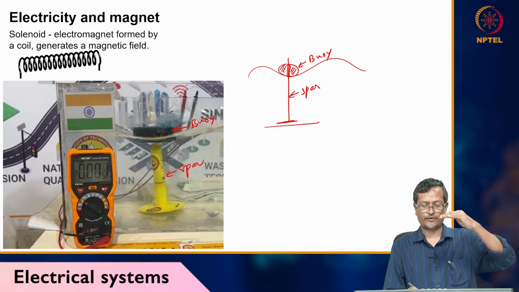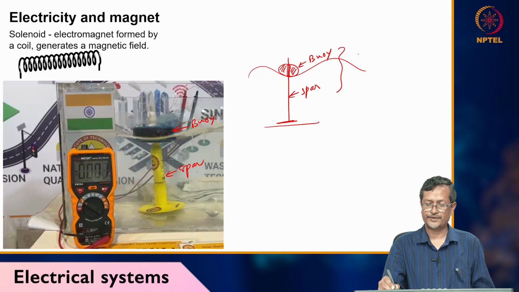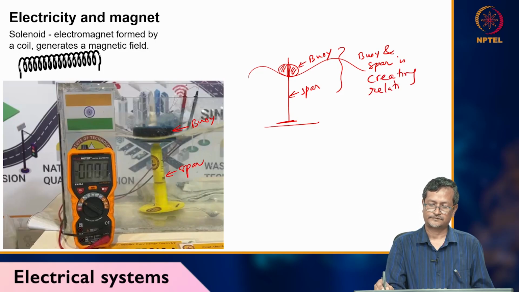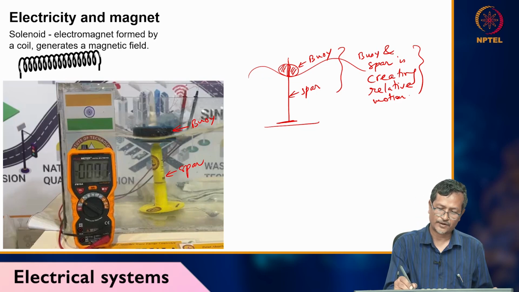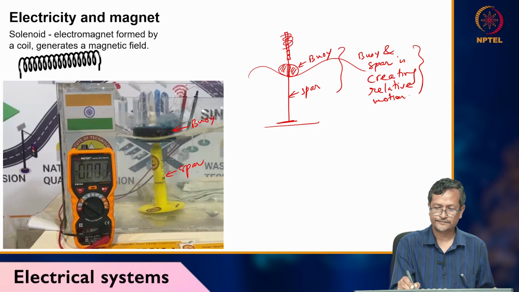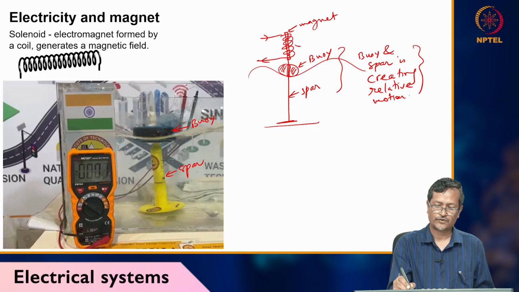When the buoy is moving up and down, my spar is not moving. Because of that, I am getting relative motion between buoy and spar. When relative motion is created, you can see this rod is coming out from here. It is attached to lots of magnets, and I have coil here all around. These are magnets, and this is coil.